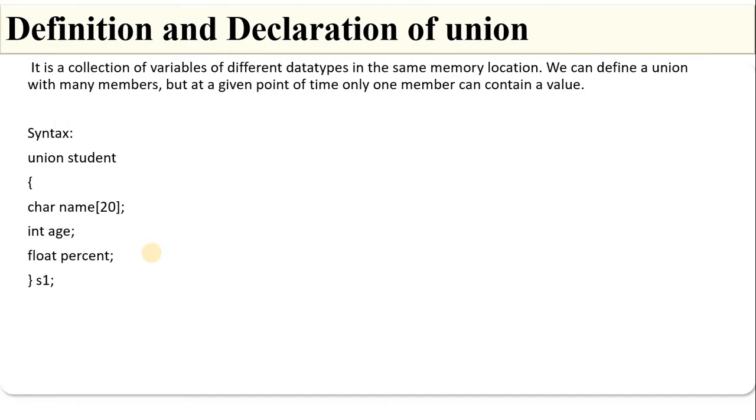Let's get to the definition and declaration of a union. Union is a collection of variables of different data types in the same memory location. Whereas in the structure, it has been different memory locations, in the union, it's the same memory location. We can define a union with many members, but at any given point of time, only one member can be accessed.